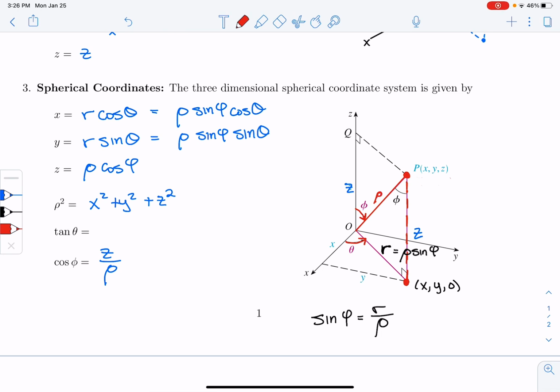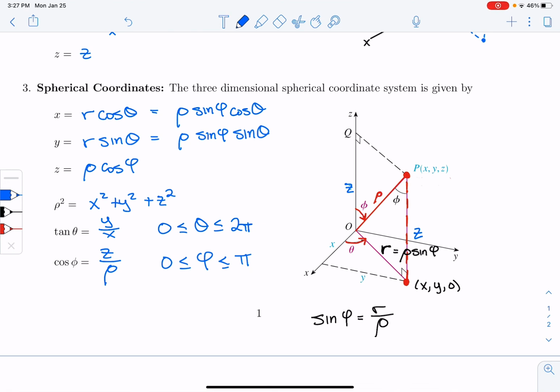So if I want to go from the x, y, and z to the spherical coordinates, I've filled in already what rho squared is and what phi is, because cosine phi is z over rho. Tangent theta, again, is going to be y over x like it was for polar coordinates. So theta is going to be an angle that's between 0 and 2 pi. And phi is only going to be an angle between 0 and pi. And that's because if we let phi go all the way around to 2 pi, then we would be double counting some of the points.